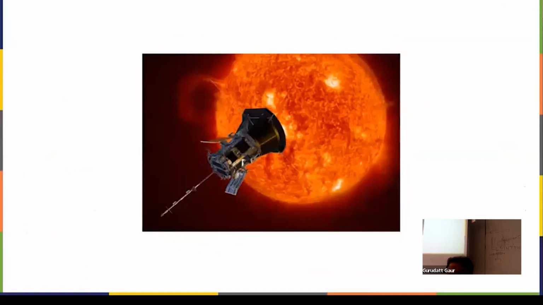Can you tell me what this is? Parker probe. Yes. So this is a recent probe, sent in its flight in 2019, I guess. And now it will be collecting information. It is expected to give us more understanding of the sun. This will go very, very close to the sun. Parker was a great solar astrophysicist. He gave the model of reconnection, the Sweet-Parker model.